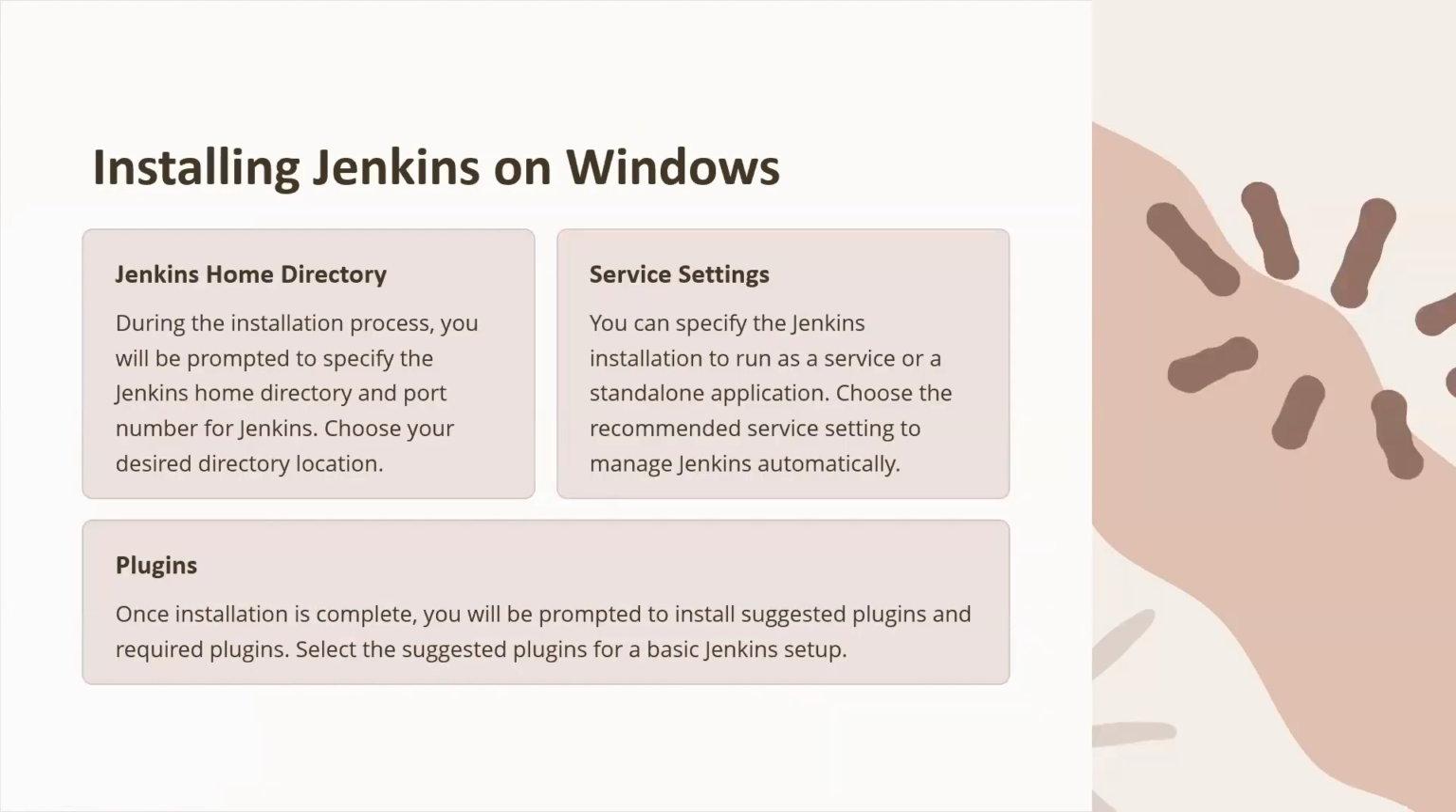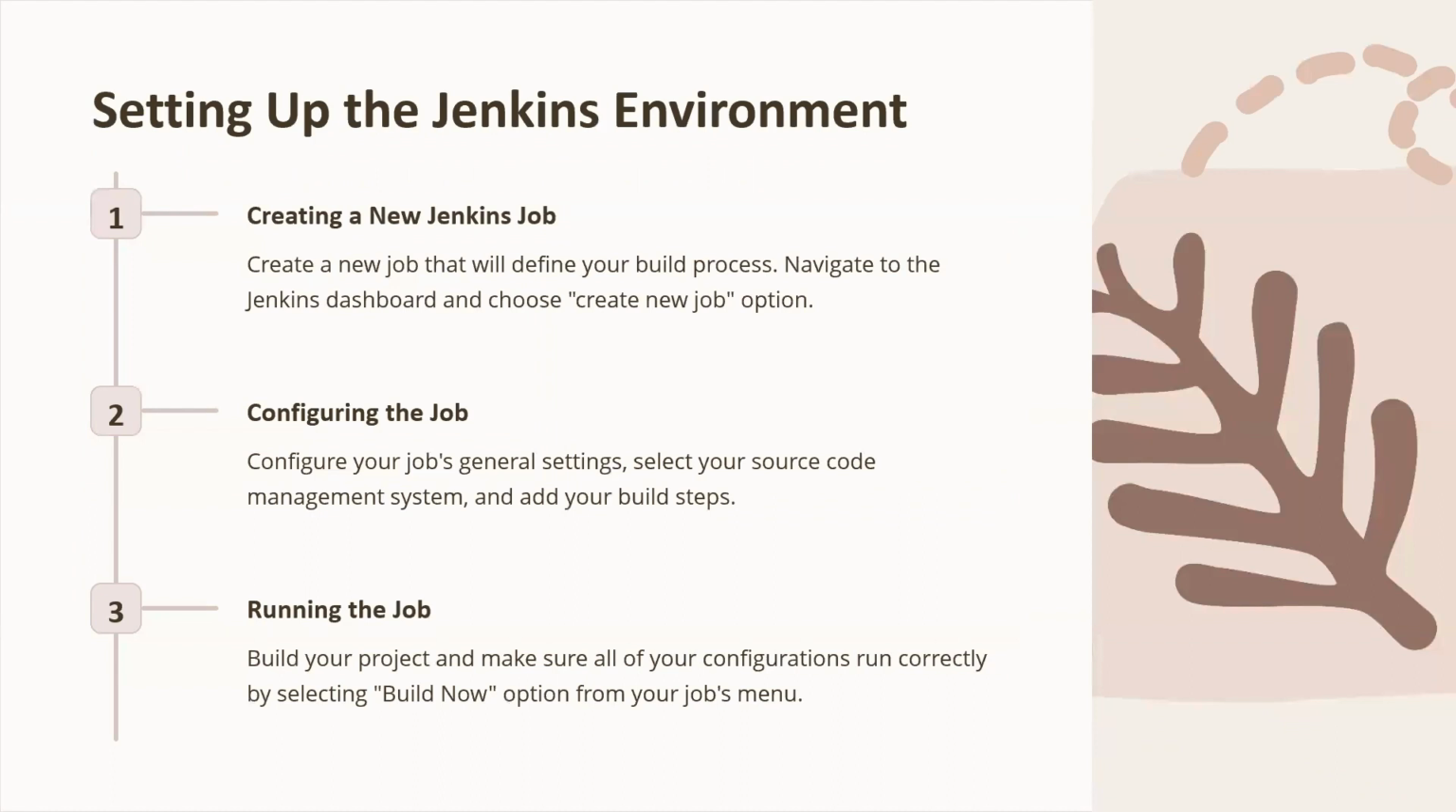After installing Jenkins, you will have the Jenkins home directory. During the installation process, you will be prompted to specify the Jenkins home directory and port number. Then you will have the service settings, where you specify whether Jenkins runs as a service or a standalone application. Choose the recommended settings. Once installation is complete, you will be prompted to install suggested plugins, the required plugins for a basic Jenkins setup. Then create a new Jenkins job that will define your build process. Navigate to the Jenkins dashboard and choose the create new job option.